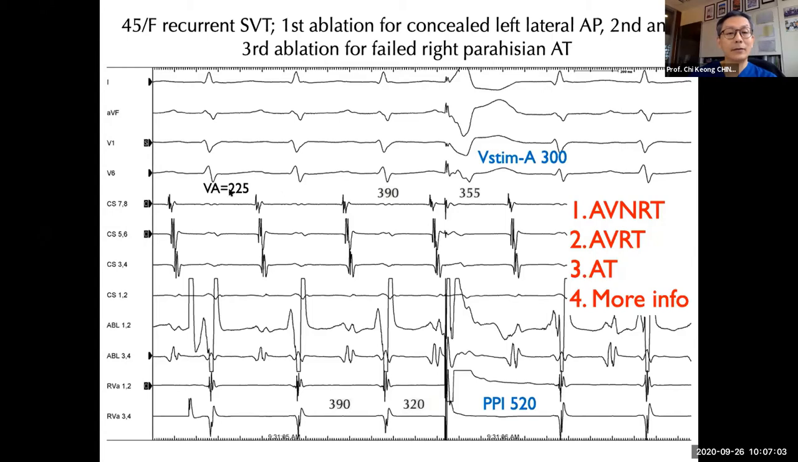There are also other critical indicators. For example, the VA is 225, the stim V to the A is about 300, the difference being 75. Whereas the PPI, measured from the RV to here, is about 520, the difference being about 130.